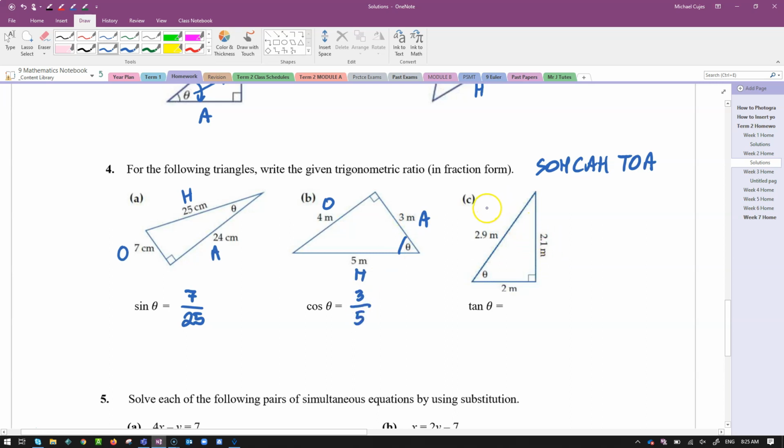Lucky last, tan of theta is opposite over adjacent. We still label our sides. Tan theta equals 2.1 divided by 2.